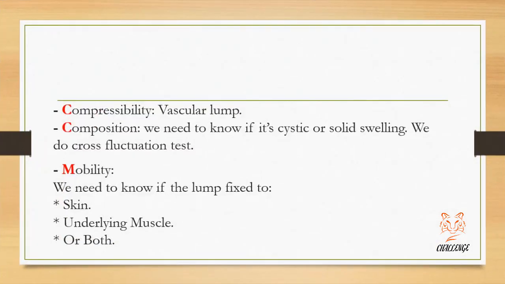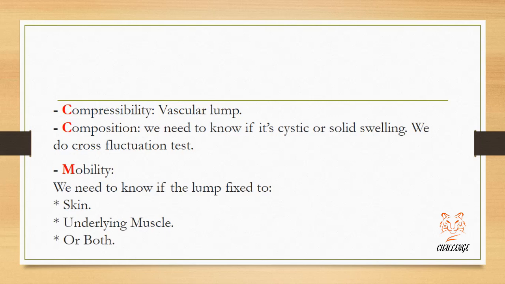C stands for compressibility. And there is a rule here. Any lump which is compressible is a vascular lump. C stands for composition. We need to know if it's a cystic or a solid swelling. To know if it's cystic or solid swelling, we do a cross fluctuation test. And we say the lump is cystic when the test is positive in 2 axes.